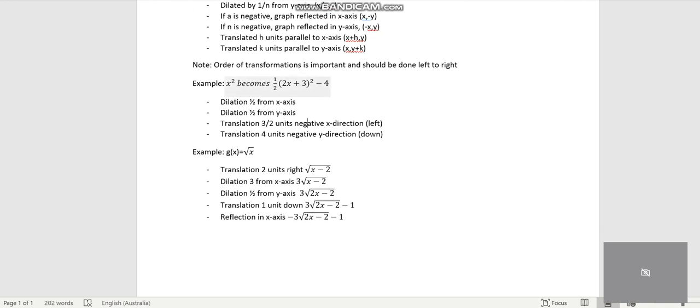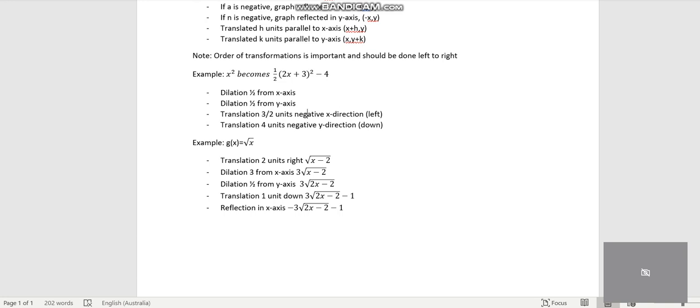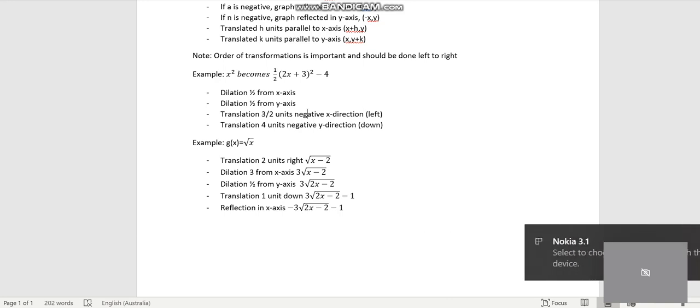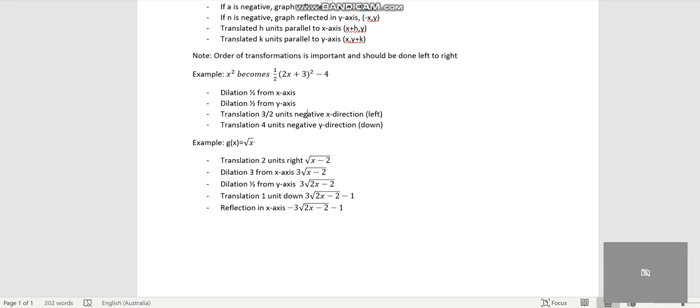And for this example here, it says if g of x is the square root of x, and a bunch of transformations are applied, what is your ending function? If you follow these steps in the correct order, this should be your answer to the right. Dilation 3. The 3 comes from half being 2x coming in. Translation 1 unit down, and reflection is a negative. And yeah, that'll be all.